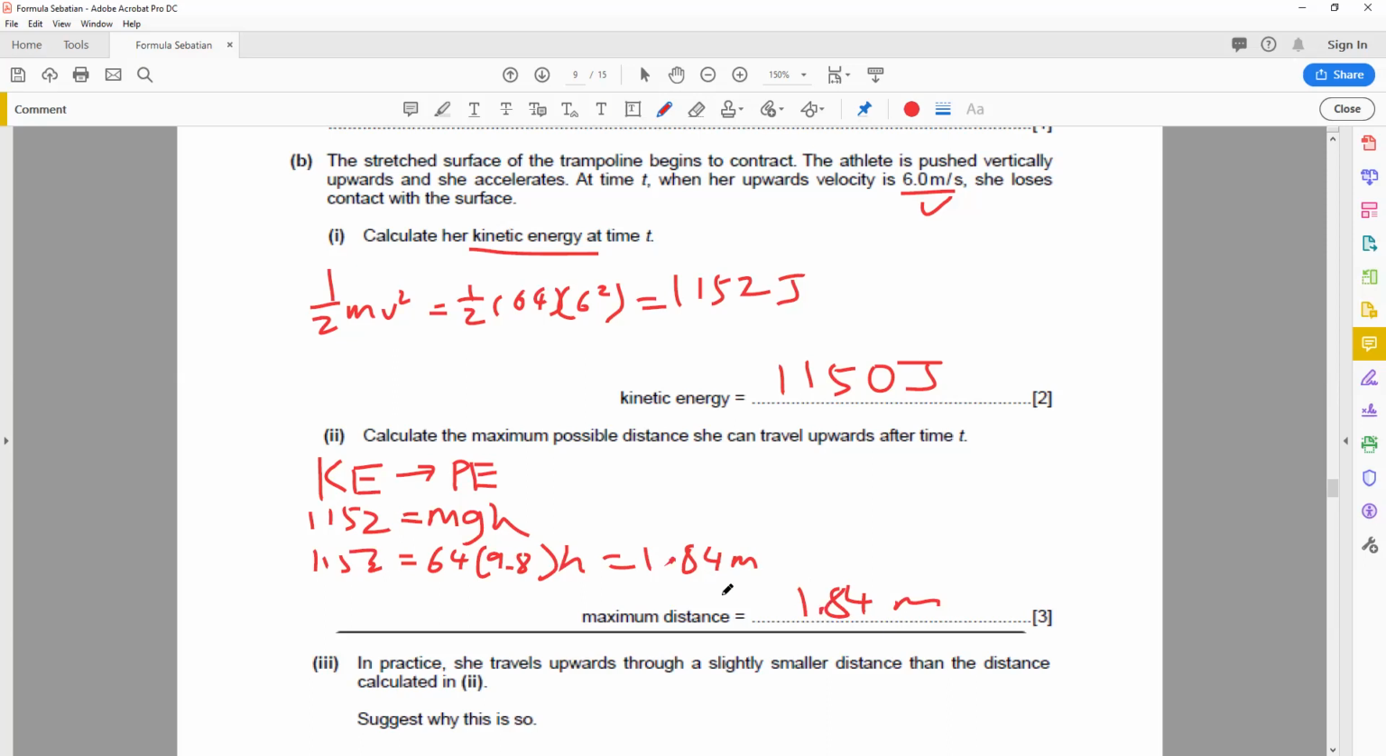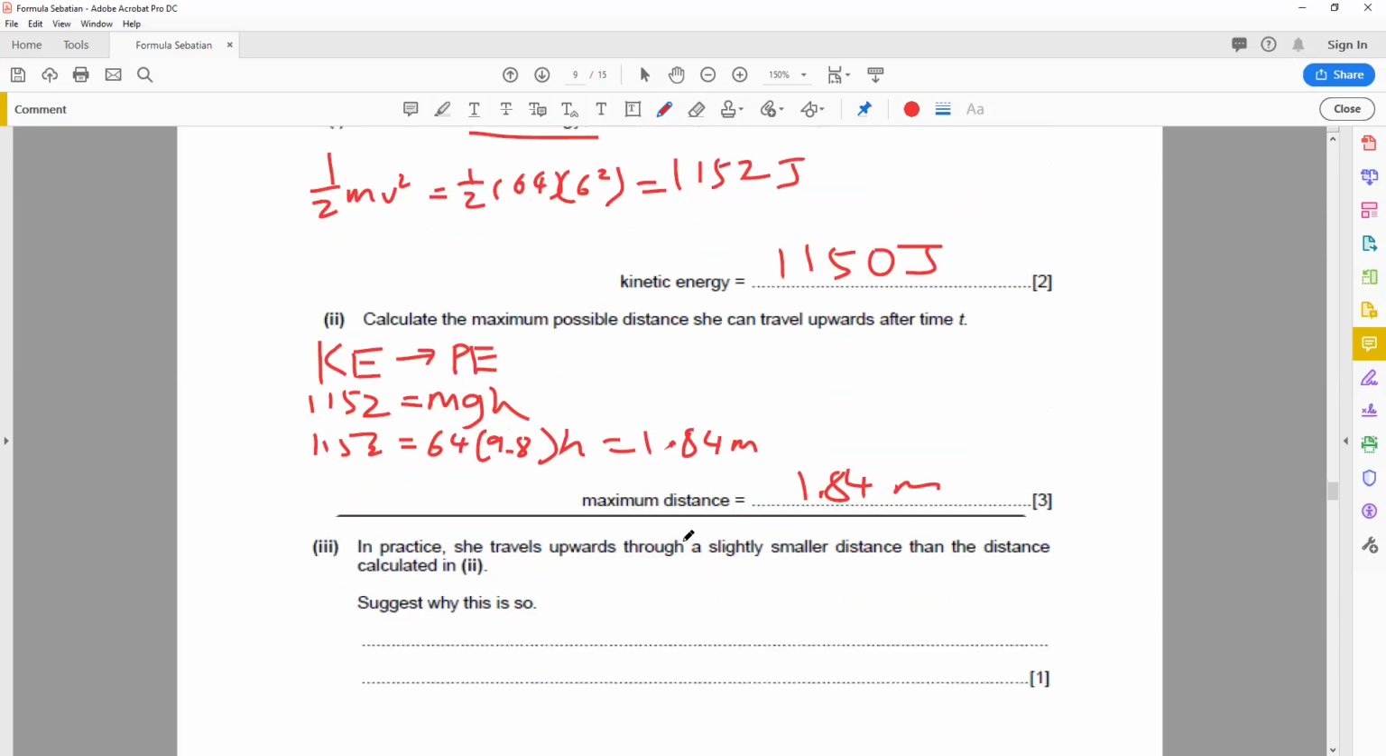Okay, if you want to write 1.8, it's actually acceptable also because the minimum is 2 significant figures. Then finally, this question here, she travels upwards through a slightly smaller distance. We calculated that she's supposed to jump 1.84, right? Maybe she can only jump 1.79 meters, so there's a slight difference, a smaller distance.